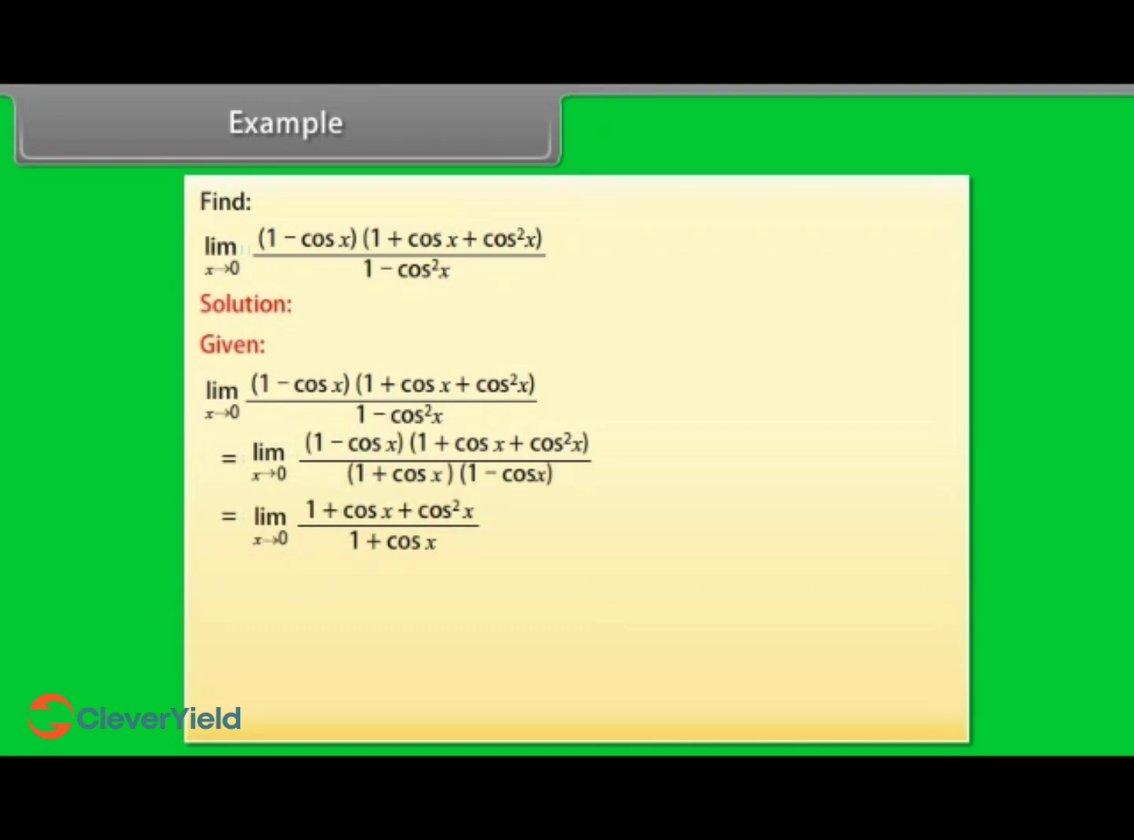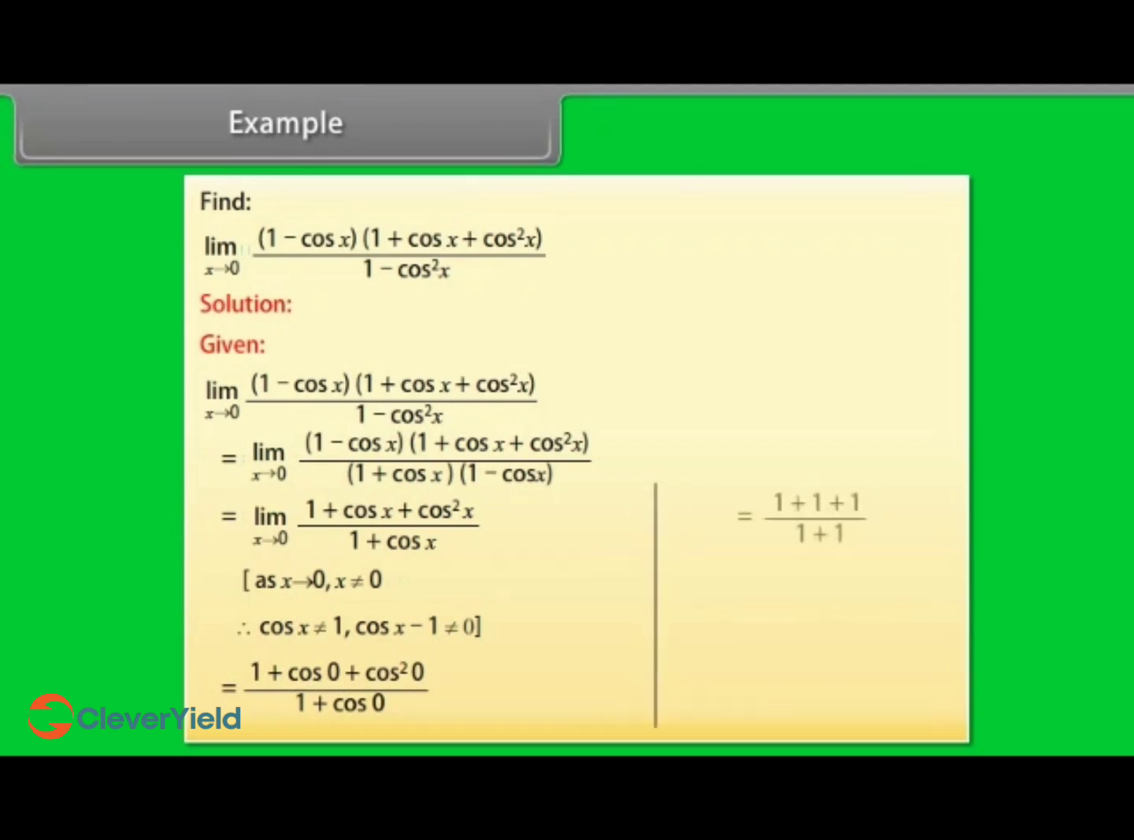Limit x tends to 0 of (1 + cos x + cos² x) divided by (1 + cos x). As x tends to 0, x is not equal to 0. Therefore, cos x is not equal to 1 and cos x − 1 is not equal to 0. We get (1 + cos 0 + cos² 0) divided by (1 + cos 0), which is (1 + 1 + 1) divided by (1 + 1), and we get 3 by 2.